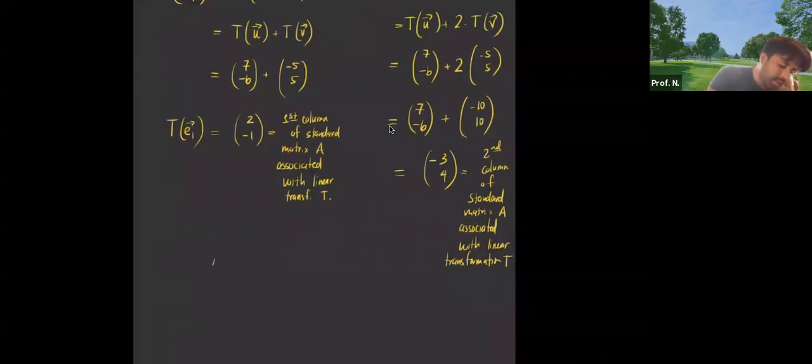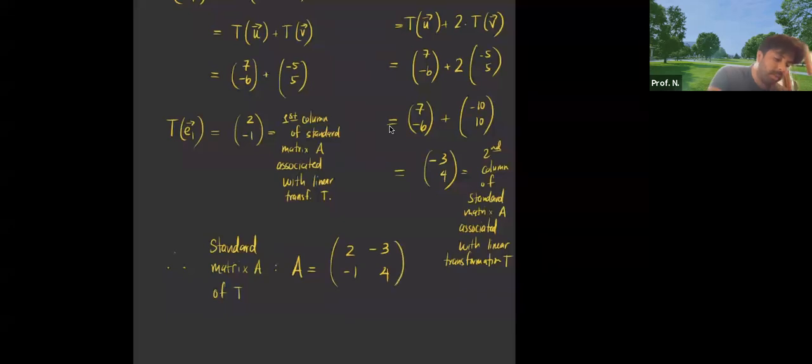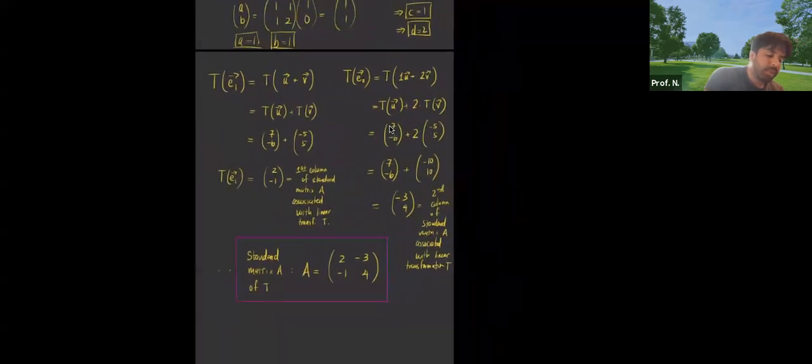Okay, so what is A then? So finally, the standard matrix A of T can be written as the 2 by 2 matrix, 2, -1, -3, 4. So this one took a little bit longer than most of the other problems when you talk about the transformations.